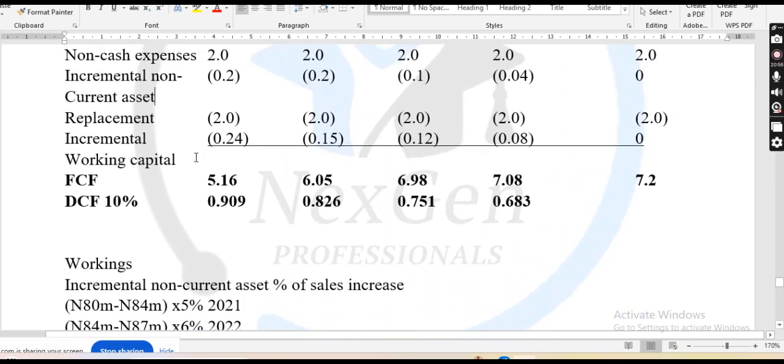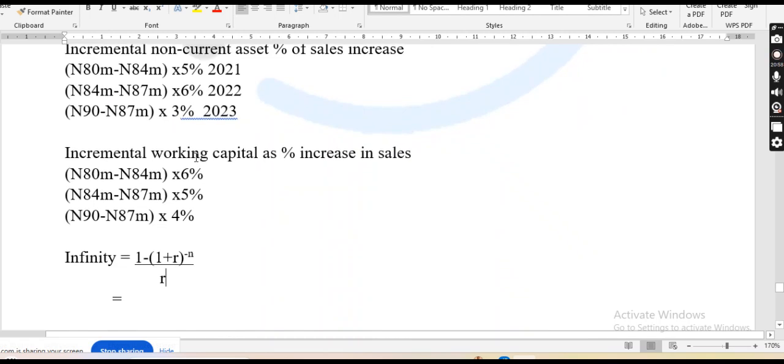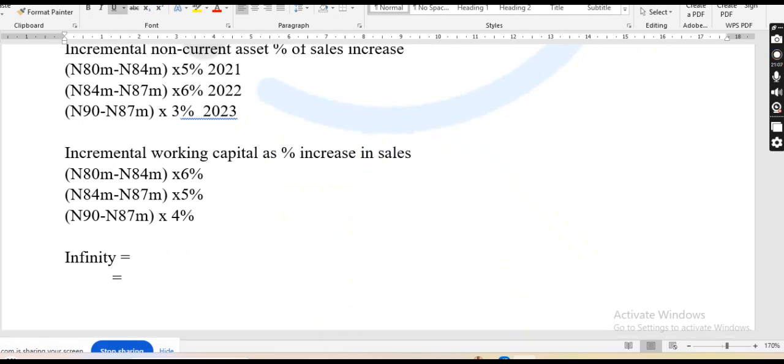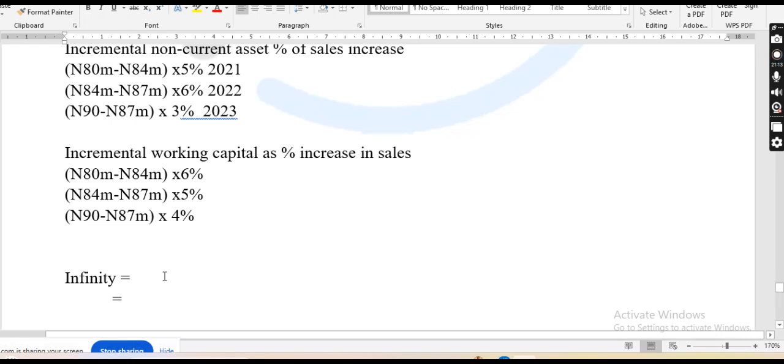Okay. Now what is the DCF for year four? Let's do something. There's a formula for infinity. Do you mean perpetuity? Yes, perpetuity. Exactly, 1 over R. It's 1/r, right? Yes.